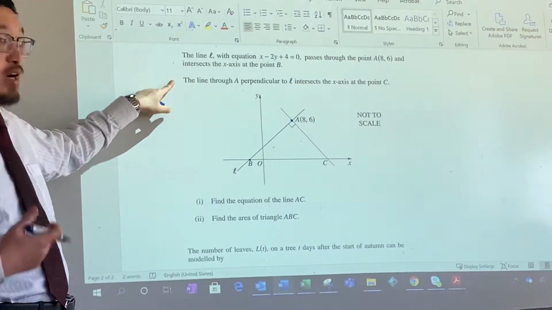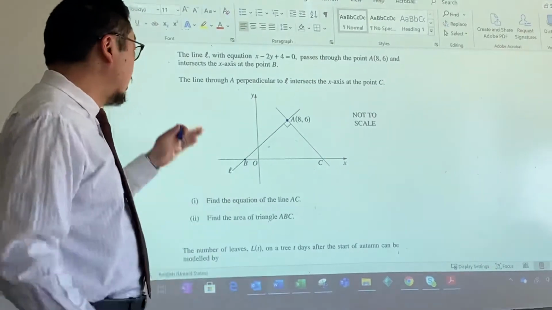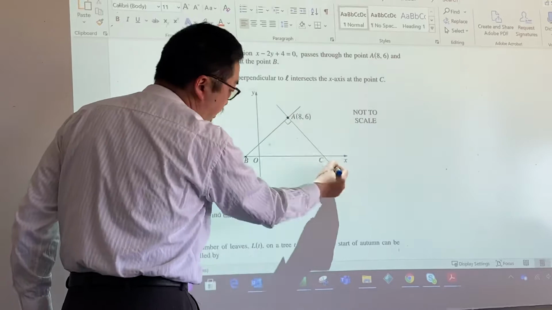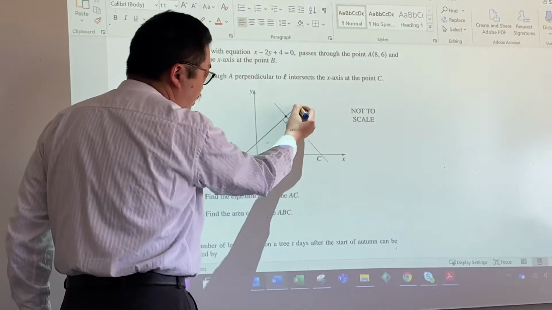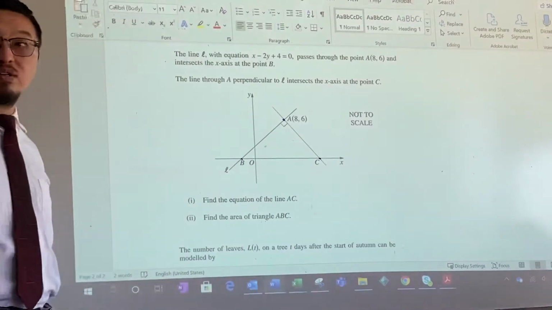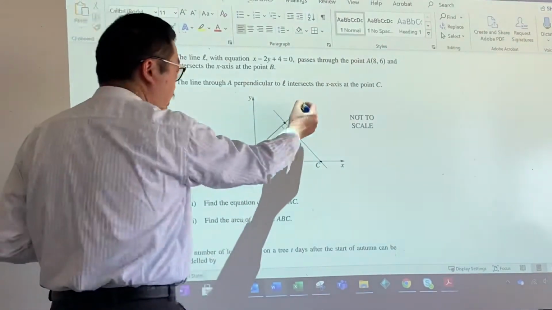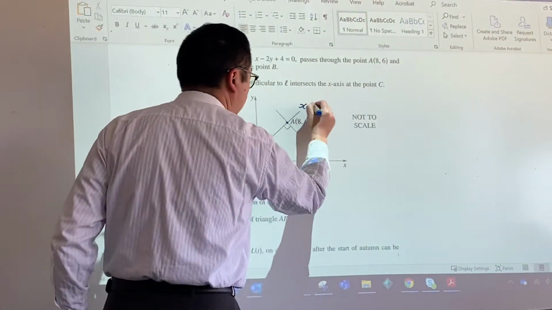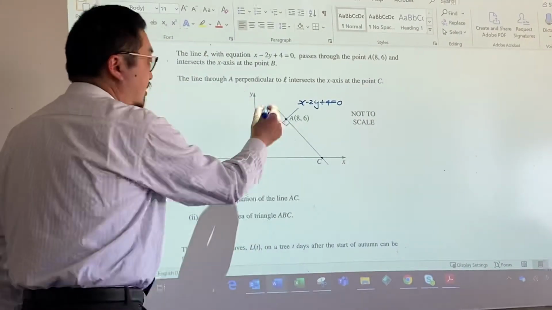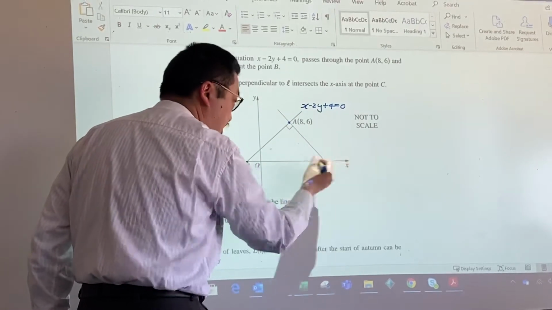Continue reading. I'm trying to help you guys paraphrase this sort of question in the exam. The line through A, perpendicular to L. So this line passing through A, also perpendicular to L, meets the x-axis at point C. So from these two sentences, I will know this line is that, and this line is perpendicular to that and meets the x-axis at point C.